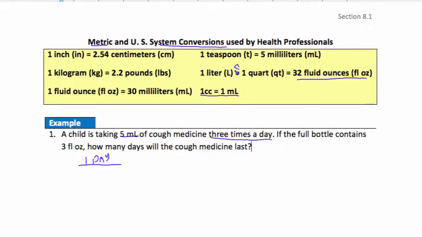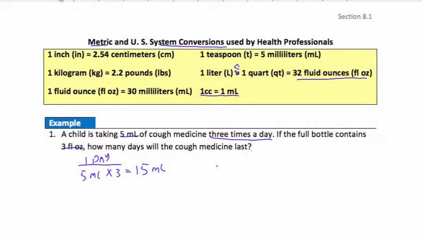So let's see, 5 milliliters 3 times a day. So basically we have 5 milliliters, but we're going to take that 3 times a day, so we're going to multiply that by 3. That's going to give us 15 milliliters a day. Okay? Now let's take a look. A full bottle contains 3 fluid ounces. Well, let's figure out how much that's going to be in milliliters.